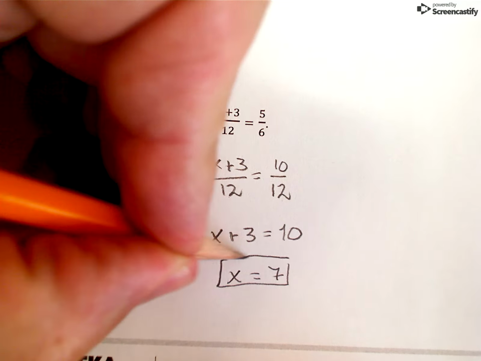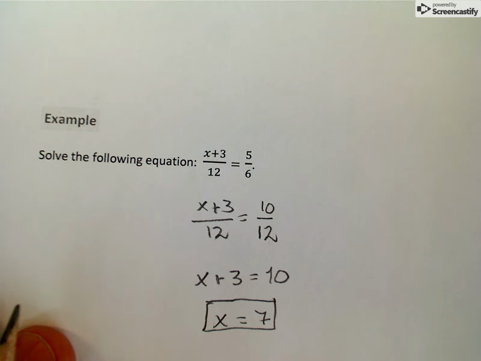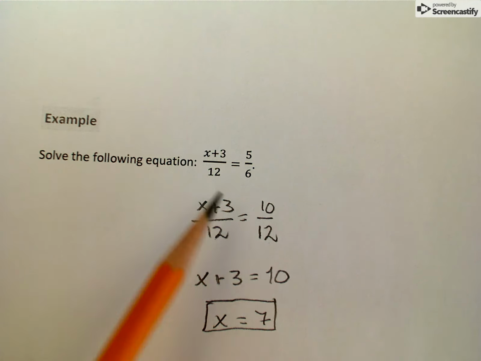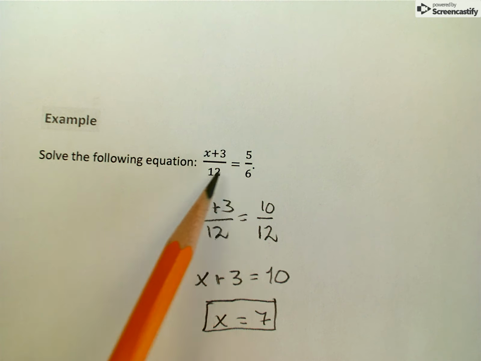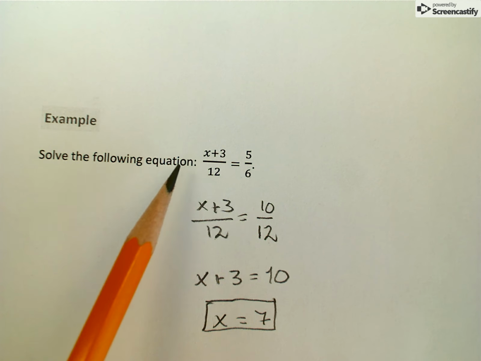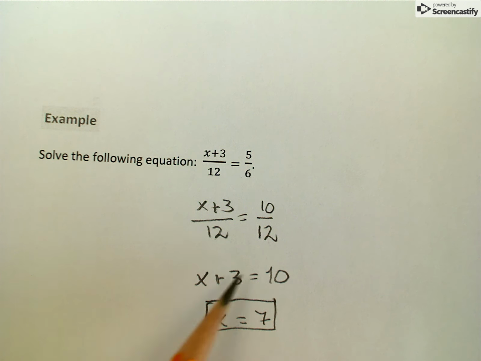X equals 7. But again, the point that we're really trying to make with this problem, that's going to come in handy later, is if I can get the bottoms or the denominators of the left and right side of this equation to be equal, then I can simply set the numerators equal to each other and solve that more simply.